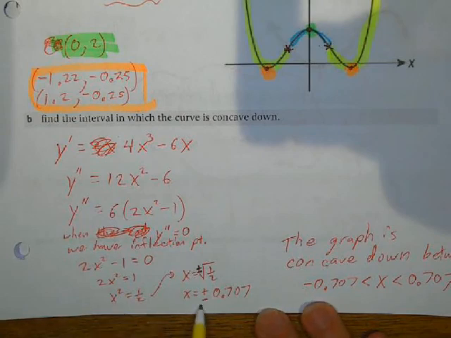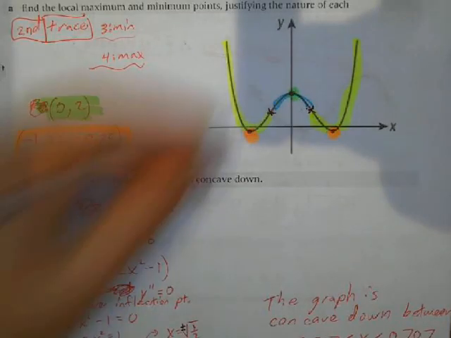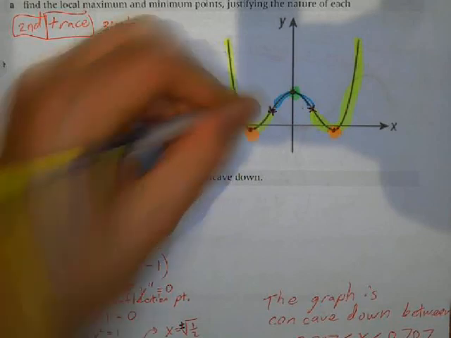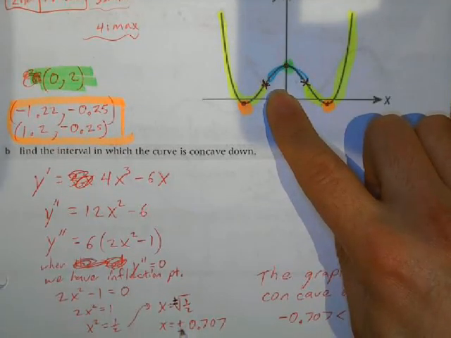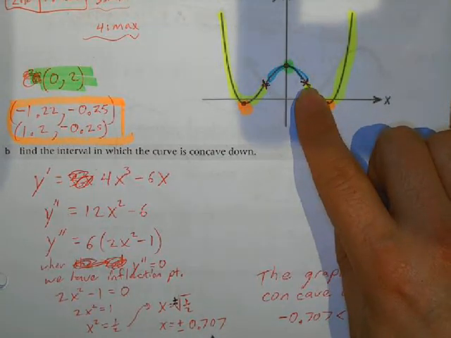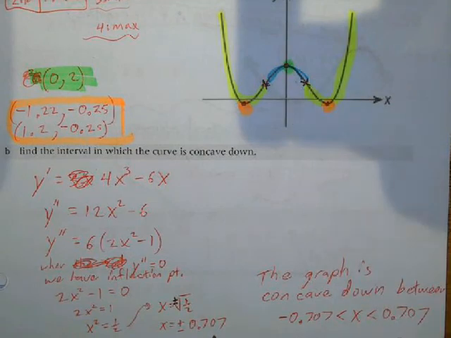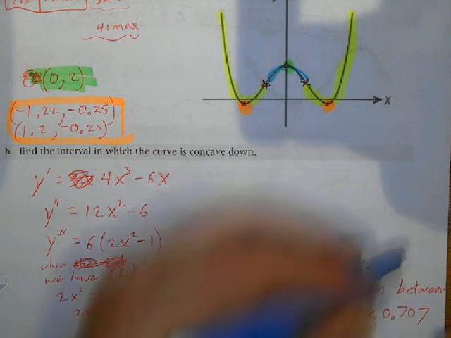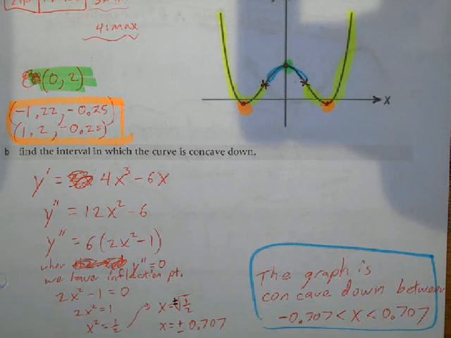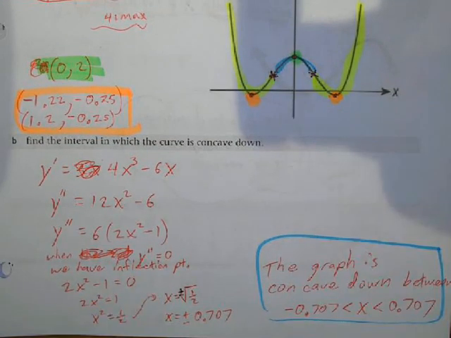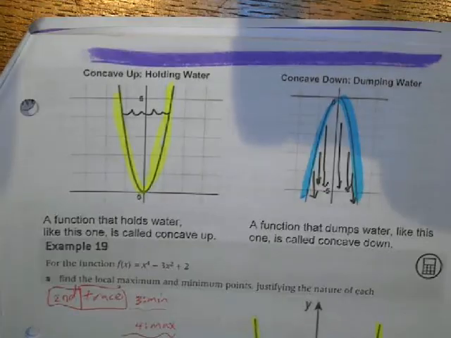So I know that at this point right here, x is negative 0.707, and at this point right here, x is positive 0.707. Okay, so that's where it's concave down, in between those 2 points. And you can see it in the shape of the graph as well.